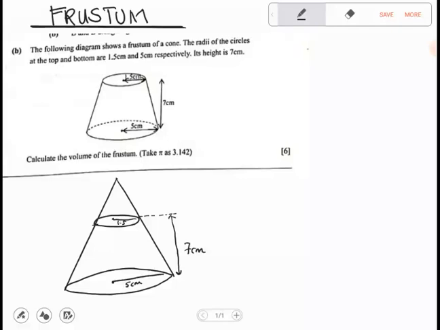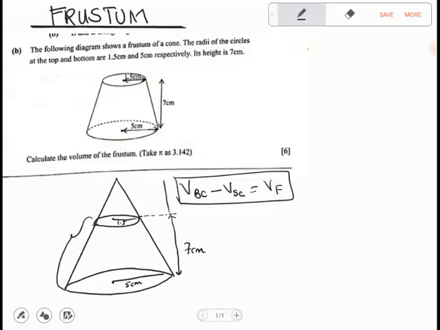Now, how do we find the volume of the frustum? We can only find the volume of this part here if we know the volume of the entire cone. Then we subtract the volume of a smaller cone. So we need the volume of the bigger cone minus the volume of the smaller cone. That will give us the volume of the frustum. These are the only things that you need.